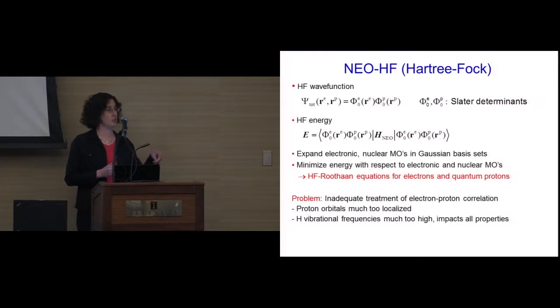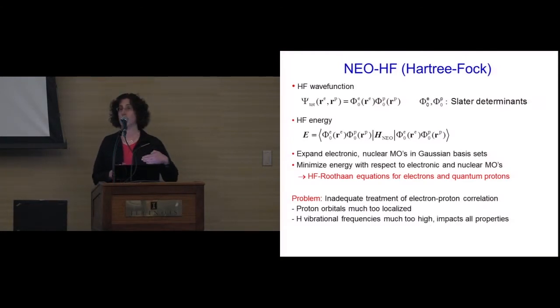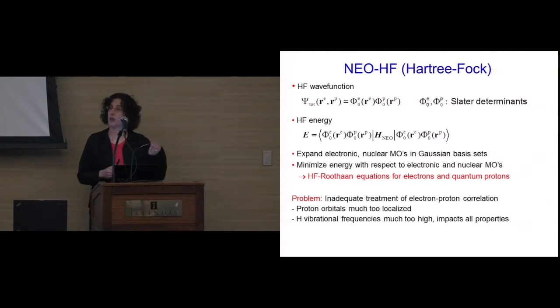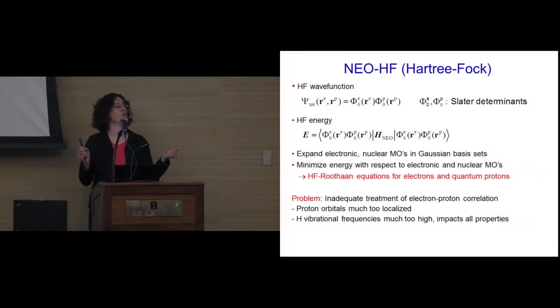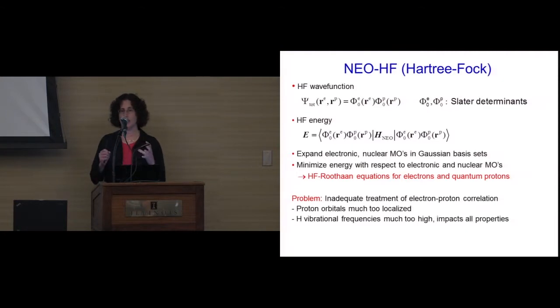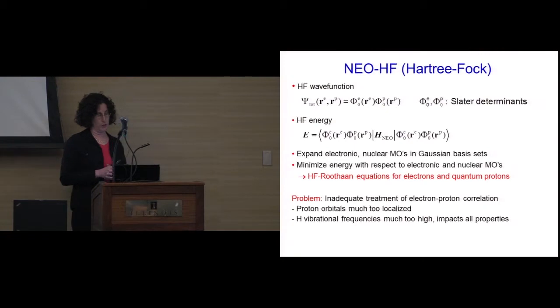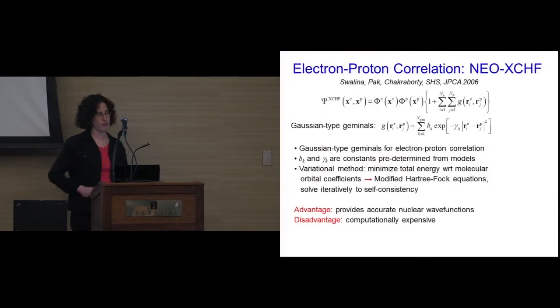It's actually very similar to what's done in normal Hartree-Fock theory, but we just have an extra set of equations for the quantum nuclei, and then we have some coupling terms. So this is really easy to do, but unfortunately it doesn't work very well, because we're not adequately describing the electron-proton correlation. So what happens is our nuclear densities, our protons, are too localized, and we get completely wrong frequencies. They're much too high, and this affects everything: the geometries, the energies, the couplings, the tunneling splitting. So this is really an inadequate level of theory.